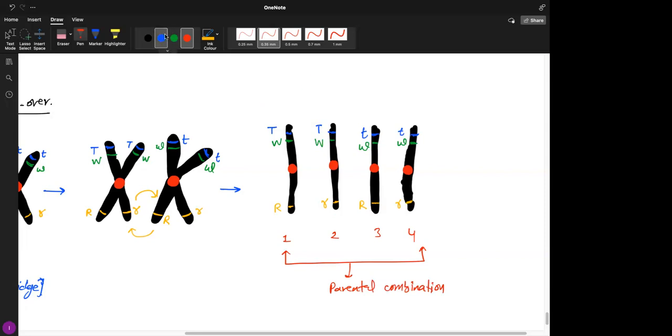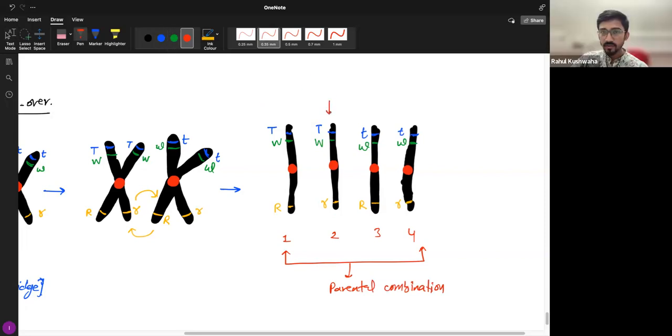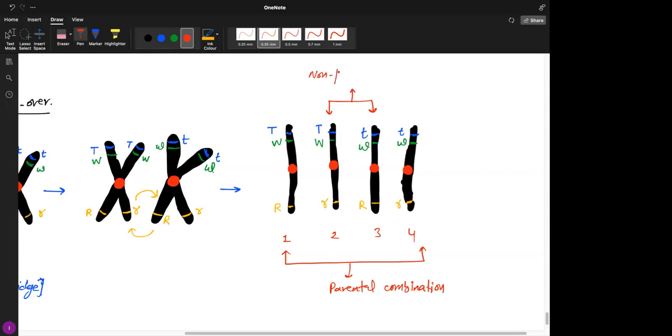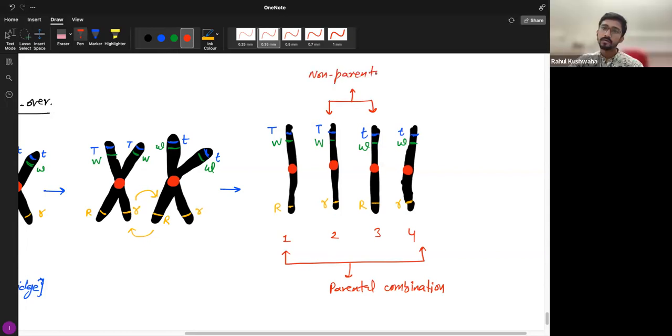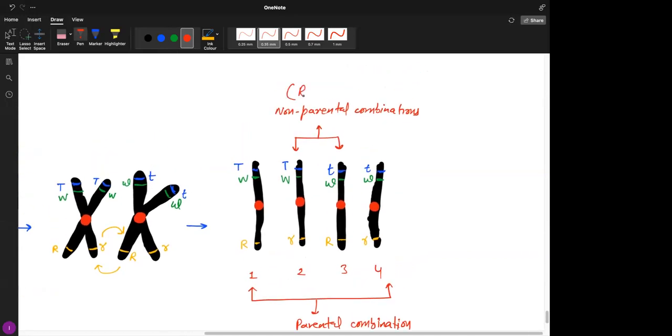Yes. But this one and this one, second and third, do you think these are parental? Non-parental. Yes, they are called non-parental combinations. Or there is another word for it. We call them recombinants. Yes, recombinants.